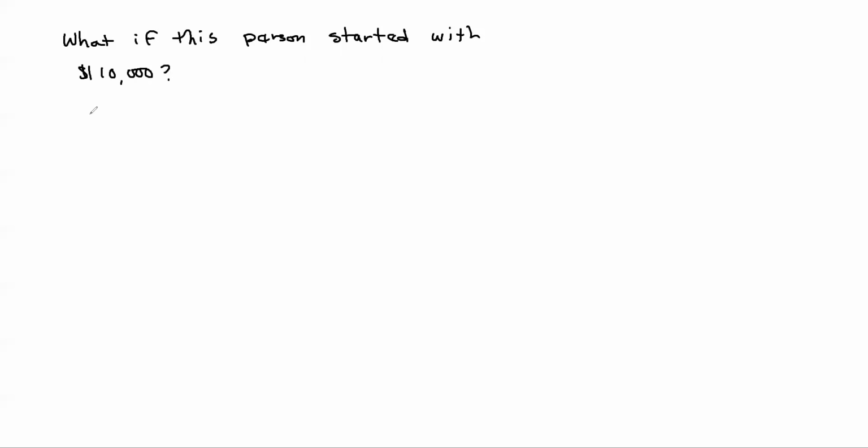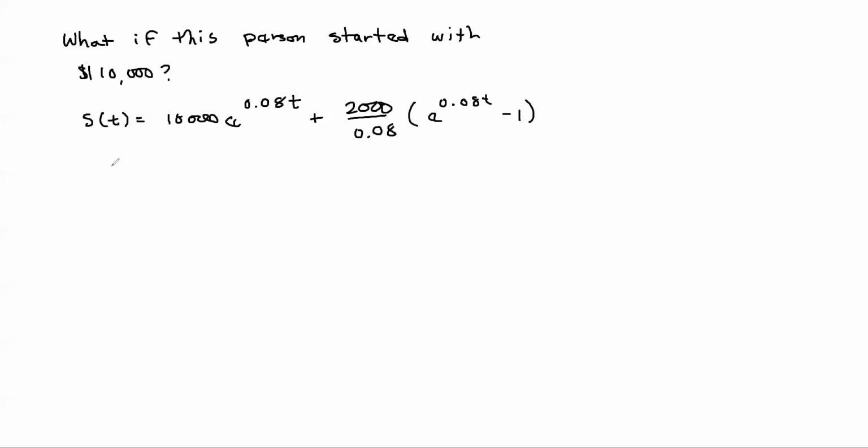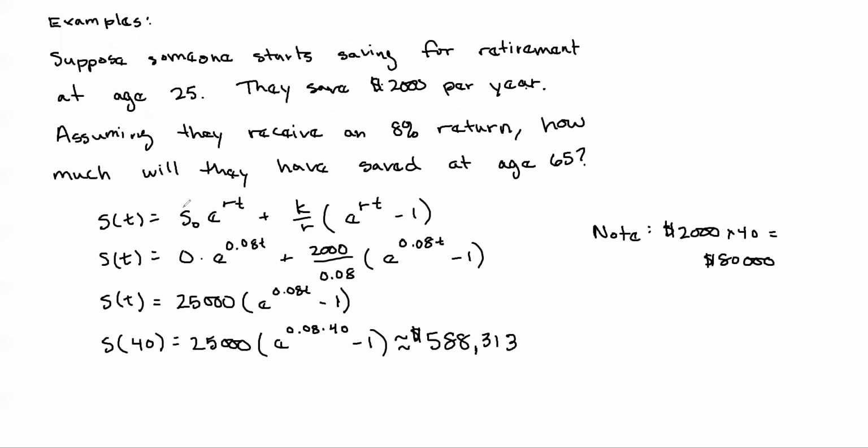Okay, and so we take our model, right? So we've got S of t, and now we're going to have an S naught, so we'll have 10,000 e to the 0.08 t plus, and what we said earlier, 2,000 over 0.08 times e to the 0.08 t minus 1. That's just taking all the information we had previously. This was our model, and we just put 10,000 here instead of 0 here. Otherwise, the rest is the same. So they start with some money.